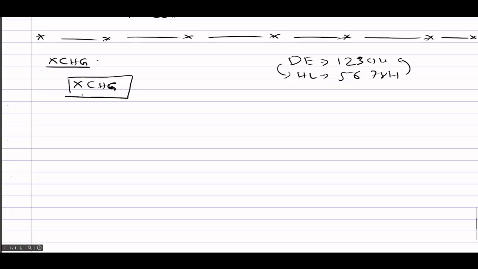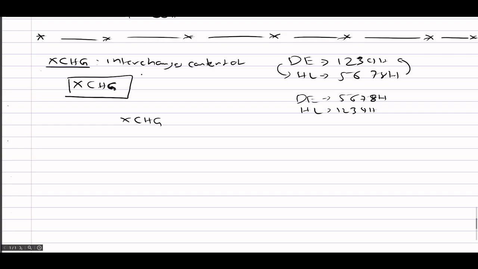So if you execute XCHG, once these values are placed, what happens now is in DE pair we get the value 5678H, and in HL pair we get the value 1234H. So this is all this instruction does: it basically interchanges the content of HL and DE pair.